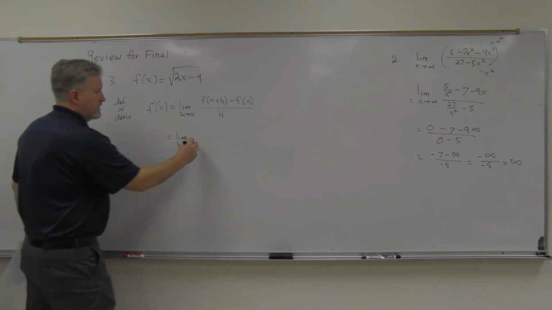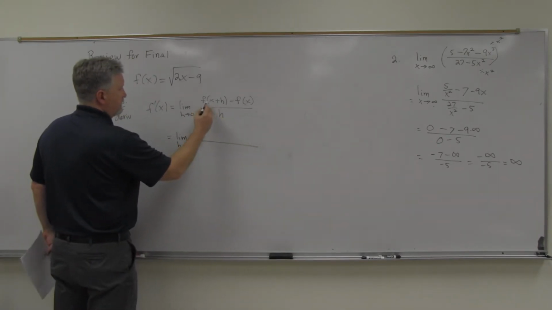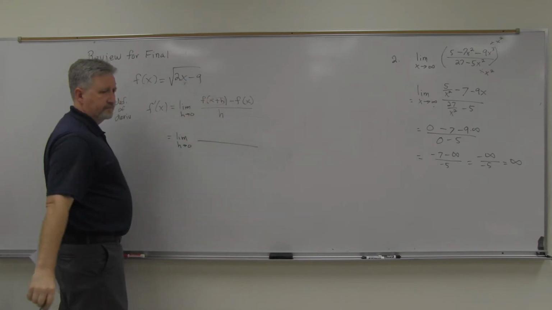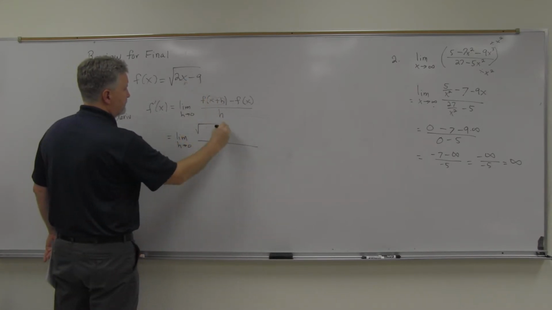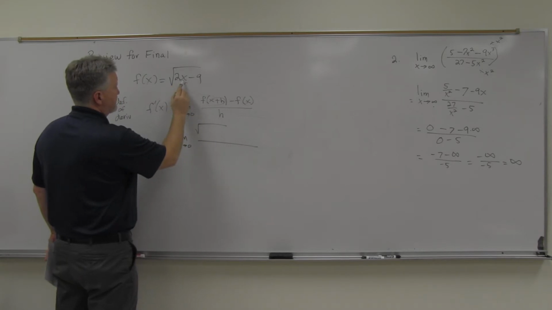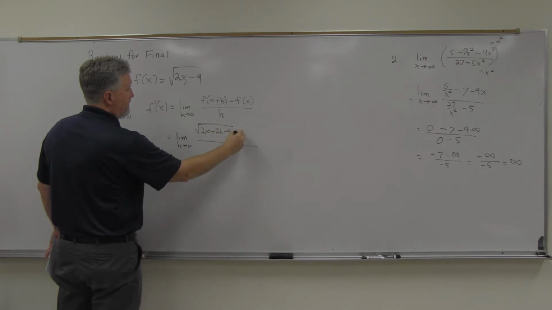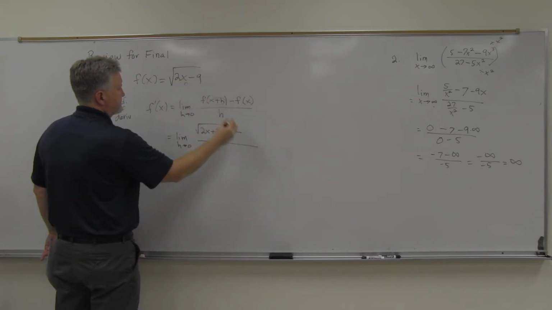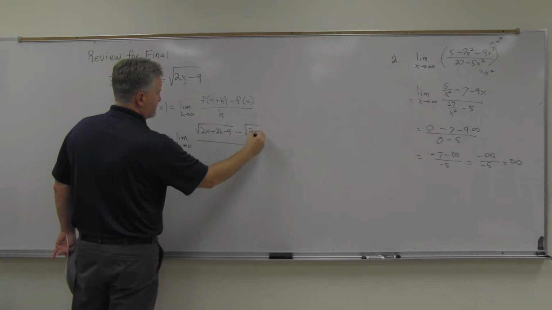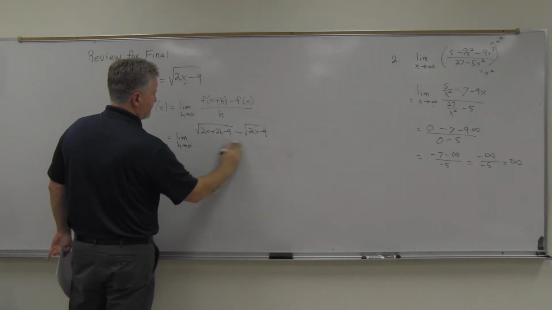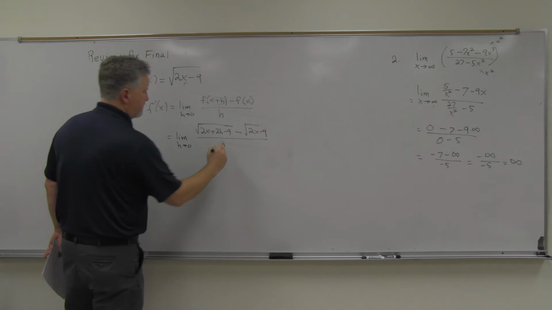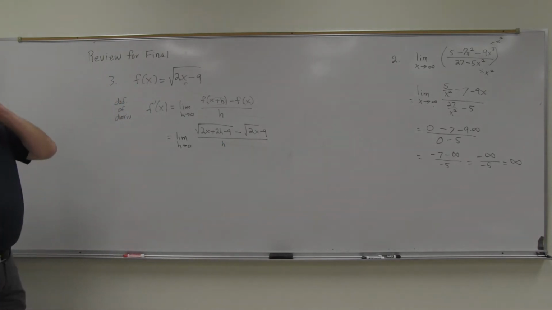Okay, so to evaluate it, for f of x plus h, that just means plug in x plus h, so that would be the square root of, well, if x is x plus h, that would be 2x plus 2h minus 9. Minus then f of x, well, f of x is just the square root of 2x minus 9. That's divided by h. So this is our limit that we have to evaluate here.